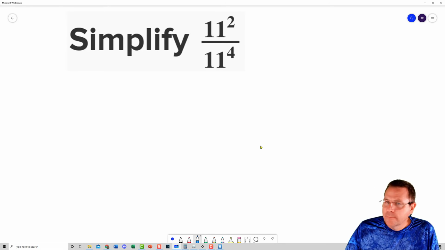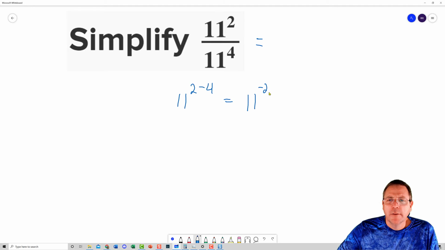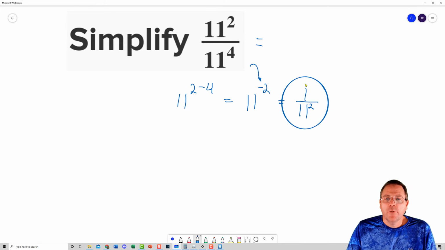Did you get it done? Let's see what I'm going to do. I'm going to start off, of course, with an equal sign here. I'm going to change that to become 11 squared. Because we're dividing by 4, I'm going to subtract 4, which means that's going to be 11 to the negative 2 power. But that's not my final answer because there's a negative exponent right there. So from here, I'm going to take that and change it to 1 over 11 squared, and that would be my final answer.